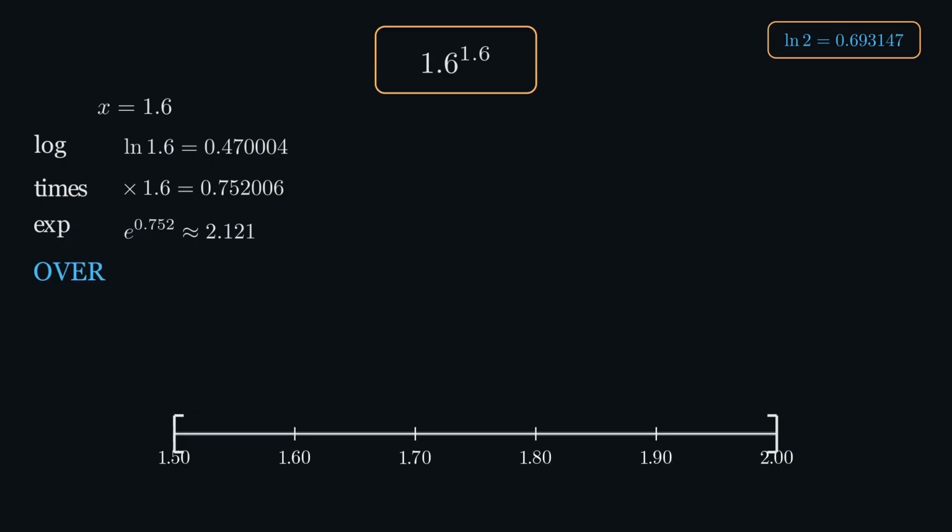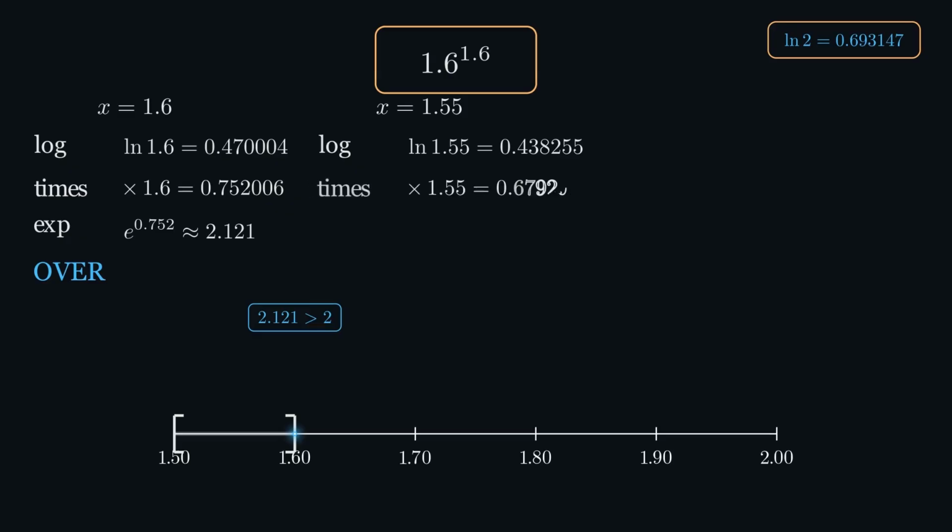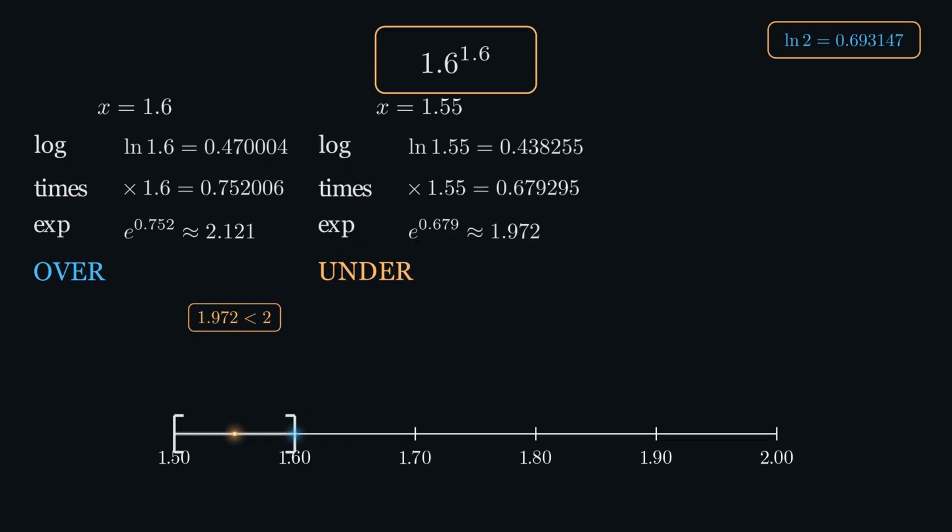So the squeeze tightens. The answer is between 1.5 and 1.6. Try 1.55. Natural log of 1.55 is 0.438255 times 1.55, 0.679295. E to that is about 1.972, just under 2. Squeeze again, between 1.55 and 1.6.